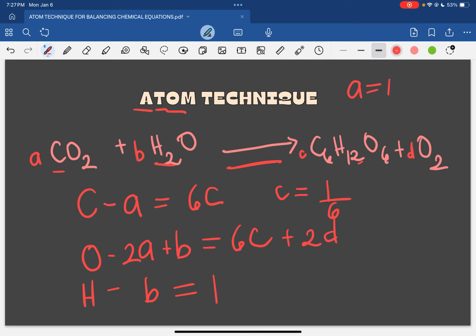Now let's go to this equation. We already know the value of A and B. Again, the value of A is 1. So 2 times 1, that will be 2. And the value of B is 1. On the other hand, here on C, we already know the value of C, which is 1/6. So if we're going to substitute 1/6 in here, we have to cancel this out, and we are going to obtain the value of 1.